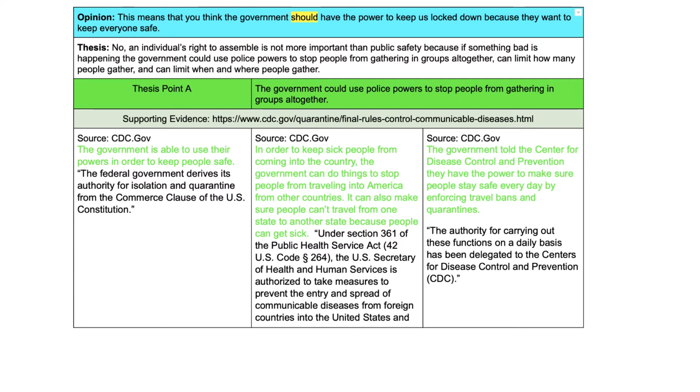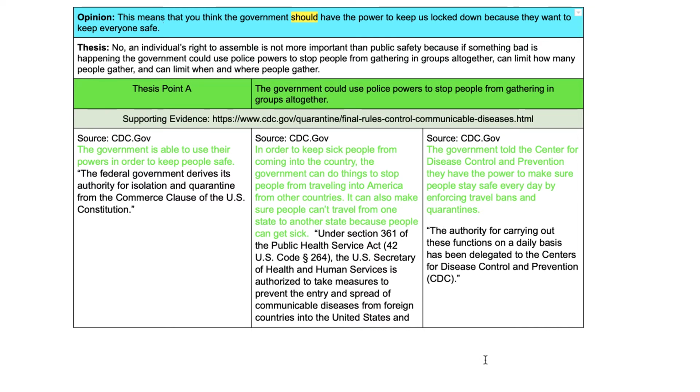So our words: the government is able to use their powers in order to keep people safe. Okay, great. Well, how are we going to prove that? We're going to prove that by saying the federal government derives its authority for isolation and quarantine from the Commerce Clause of the U.S. Constitution. So it's the Constitution. The federal government used the information from the Constitution to make sure that people can stay safe. And part of that right now is stopping the gathering of groups. So here are our words, and here's the proof. And the proof was found at this actual website.